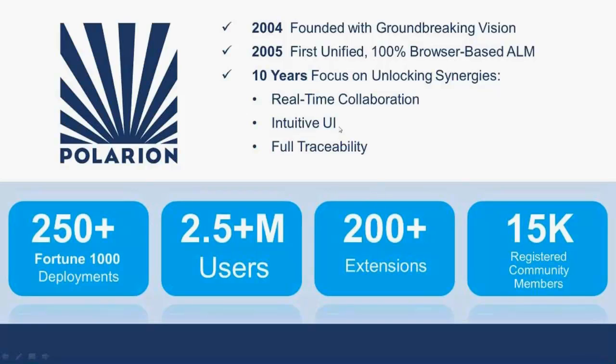Focus for us in the last 10 years of development, Polarian is a real-time collaboration, so a web-based solution where everyone can work together in one environment. We have an intuitive UI, and what's also very important, of course, is the full traceability between all the artifacts. So from requirements to test cases to defects to change requests to user stories and so on and so on.